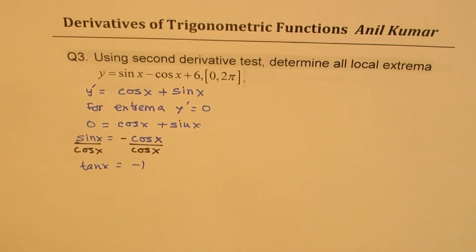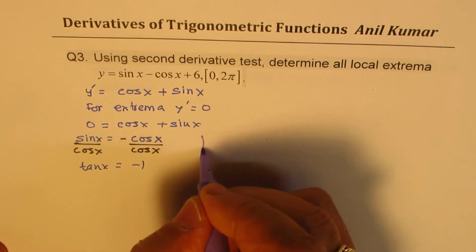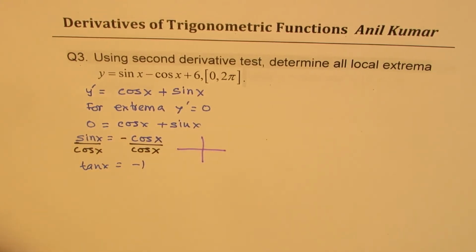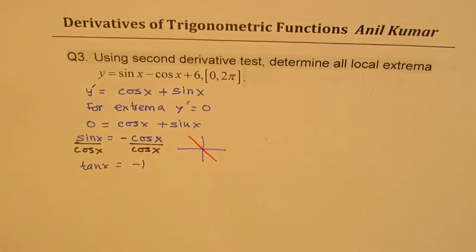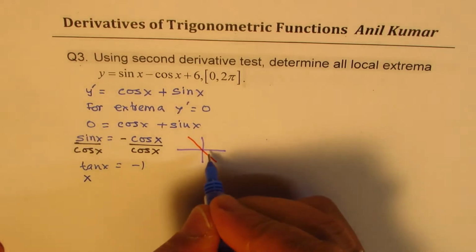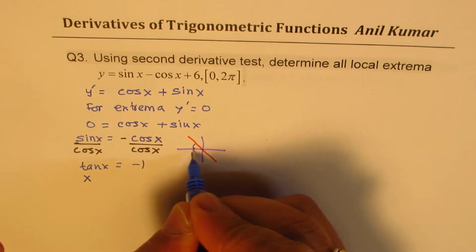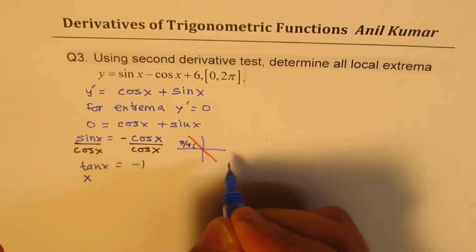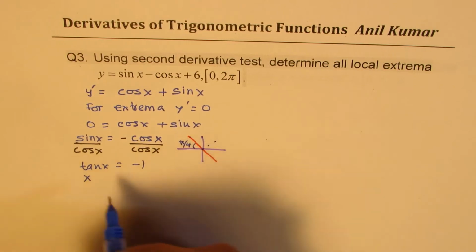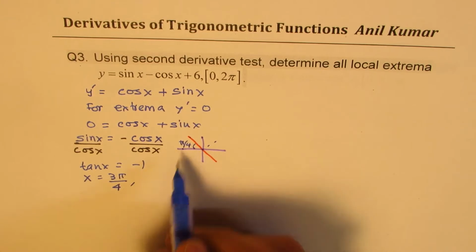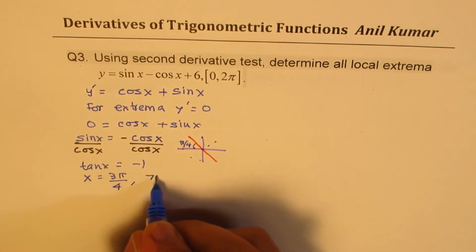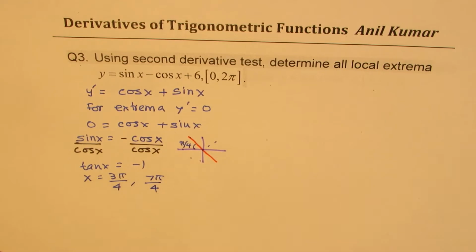So in this interval, 0 to 2 pi, tan x is minus 1 in quadrant 2 and 4, right? So we get the value of x, where the acute angle here is pi by 4, right? So this is pi by 4. So this is 3 pi by 4, and 7 pi by 4. So these are the two critical points which we get.